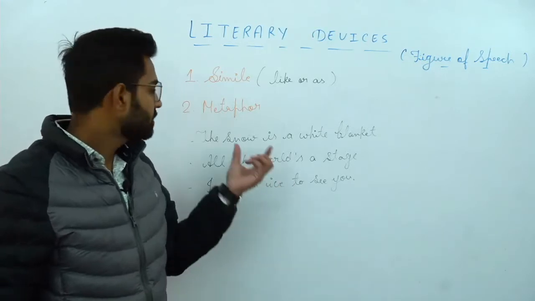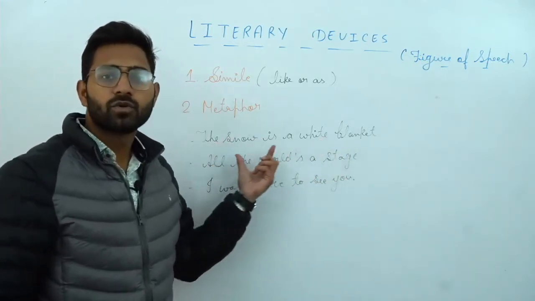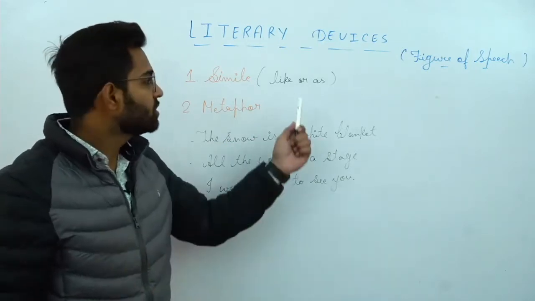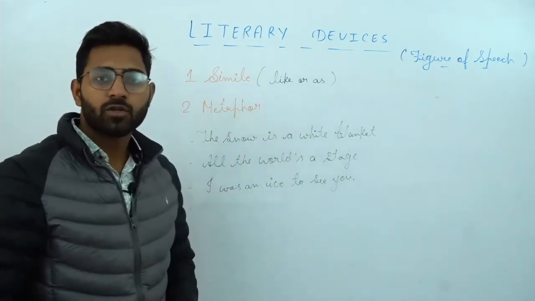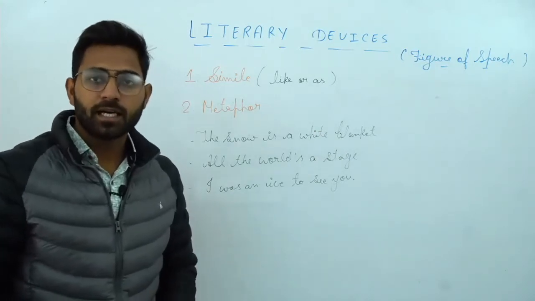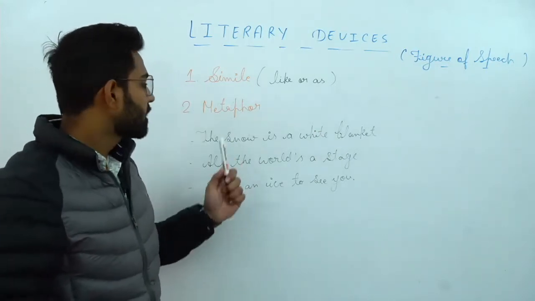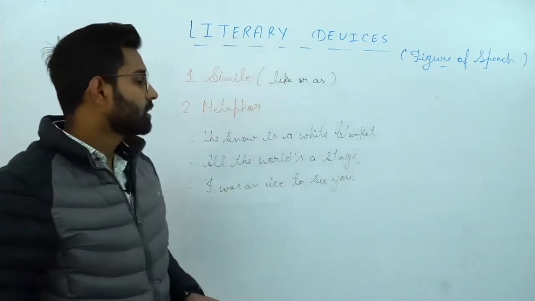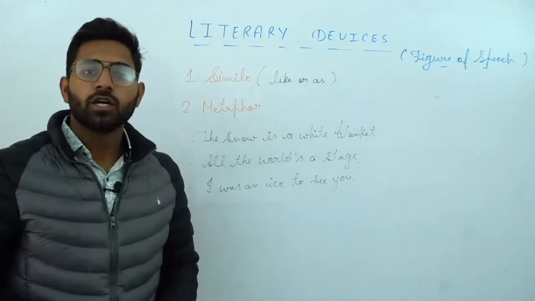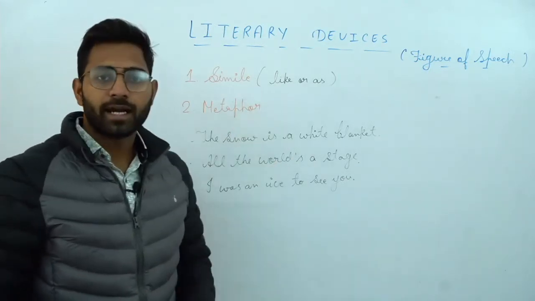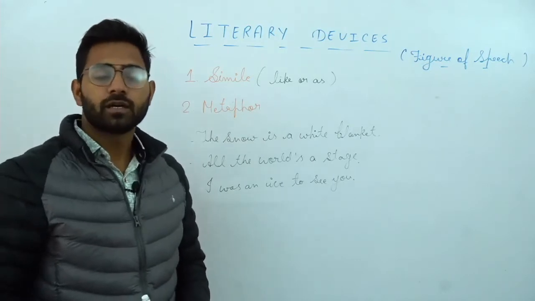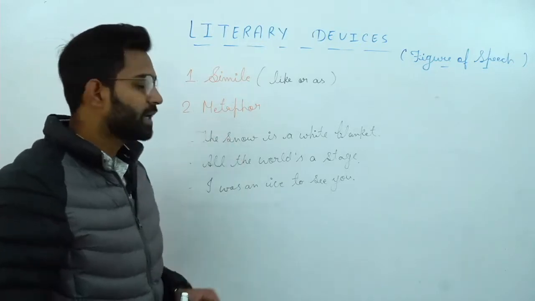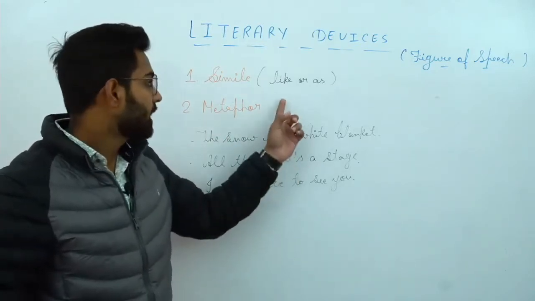Two dissimilar things, the snow and the blanket. They have no connection with each other, but we compare them without using like or as. What was done to these two? A comparison was made, one was given the form of the other. So that is metaphor. But remember one thing: when we compare using like or as, that is called simile. But when we compare dissimilar things and give them qualities, without like or as, that is called metaphor.